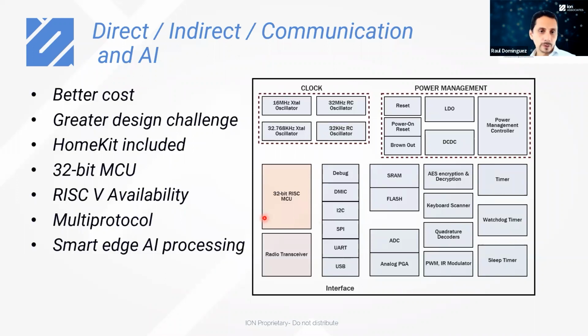Benefits: better cost, but it's a greater design challenge. The chipset already has HomeKit. It has a 32-bit RISC MCU inside of it. We have more power with RISC-V availability, and new ones are coming with extended options for artificial intelligence.